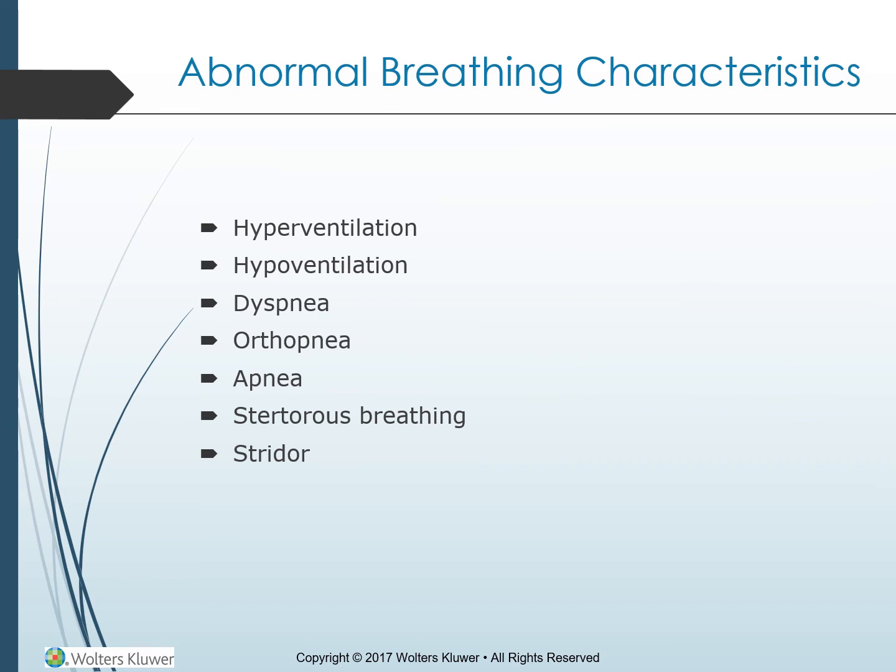Abnormal breathing characteristics are hyperventilation, hypoventilation, and dyspnea, which is difficulty breathing. Orthopnea is difficulty breathing unless you're sitting up. Apnea is periods of no breathing, and stertorous breathing sounds like a loud snoring sound. Stridor is a high-pitched, almost like a whistle, because the airway is inflamed in the throat.